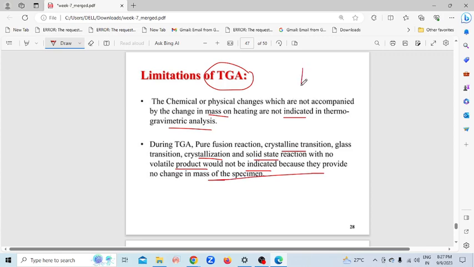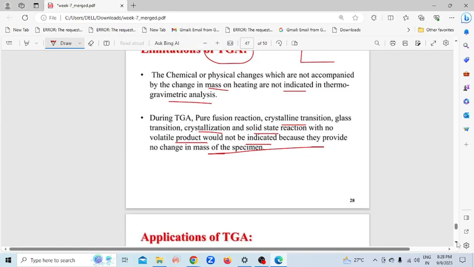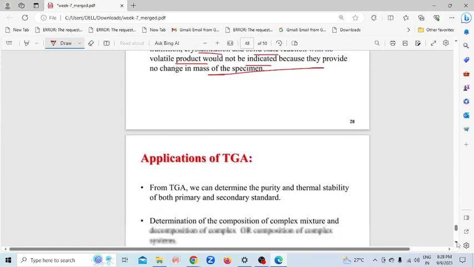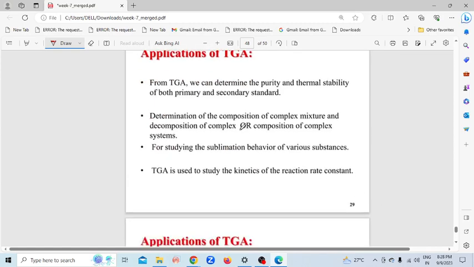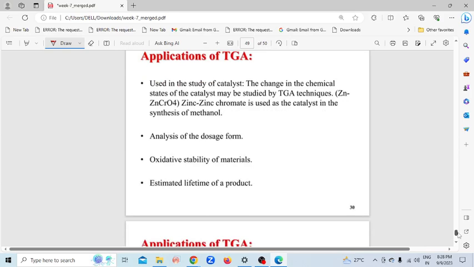Take glass transition temperature. What will happen? You need to plot between hardness and temperature, but not mass. So if mass is not changing for any compound, then you will not be able to identify the glass transition temperature by TGA. Similarly, crystallization, and if some volatile compound is not there, then also it will not be applicable. Then finally, application of TGA. From TGA we can determine the purity and thermal stability of both primary and secondary standards, determination of composition of complex mixtures and decomposition of complexes. Whatever you can read it. These are simple things.